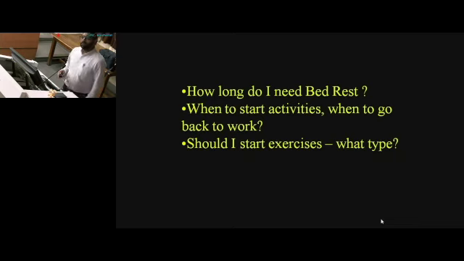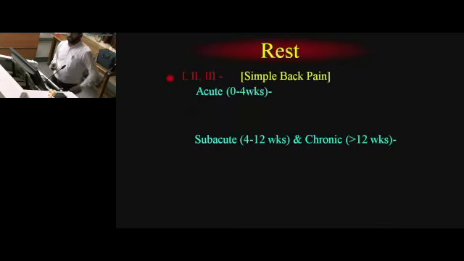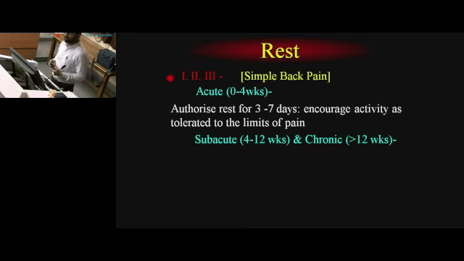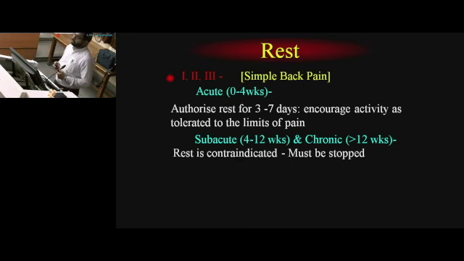Okay. So what is the protocol for rest? If it is a simple back pain, type 1, 2, 3, in acute situations, you can always order rest for 3 to 7 days and encourage activity as and when tolerated. And rest is contraindicated in subacute and chronic pain.